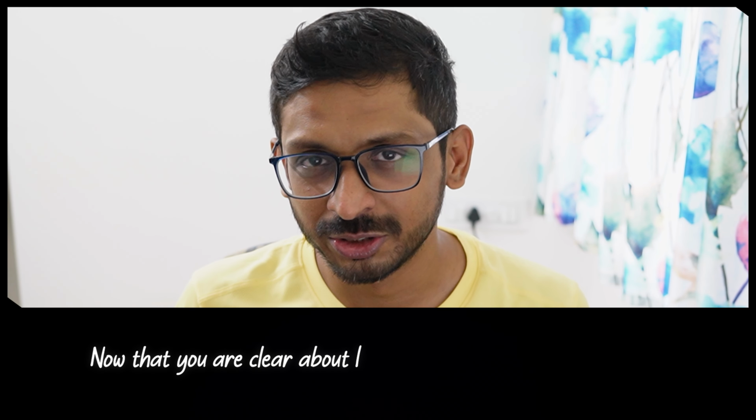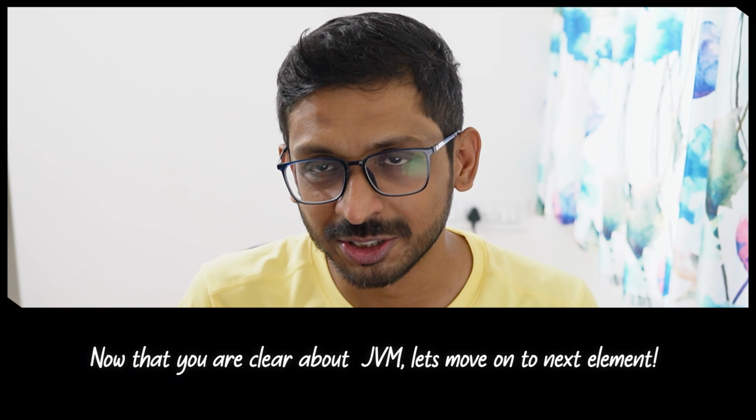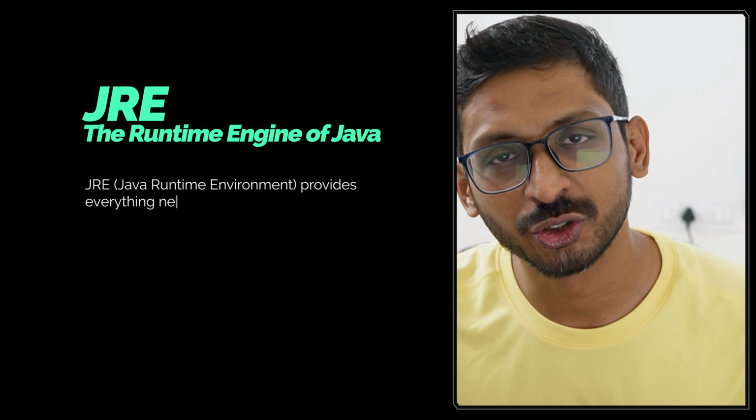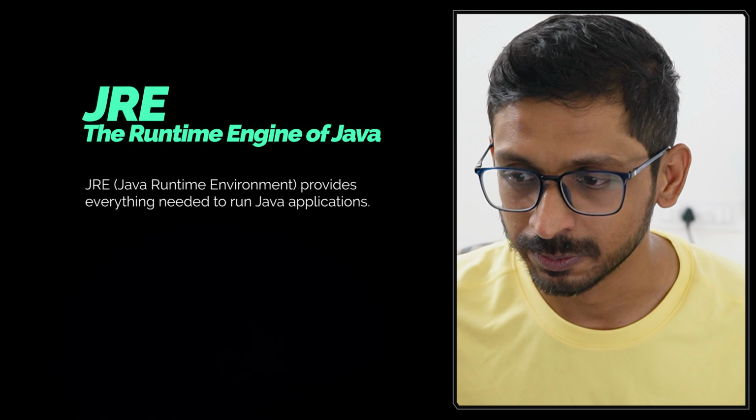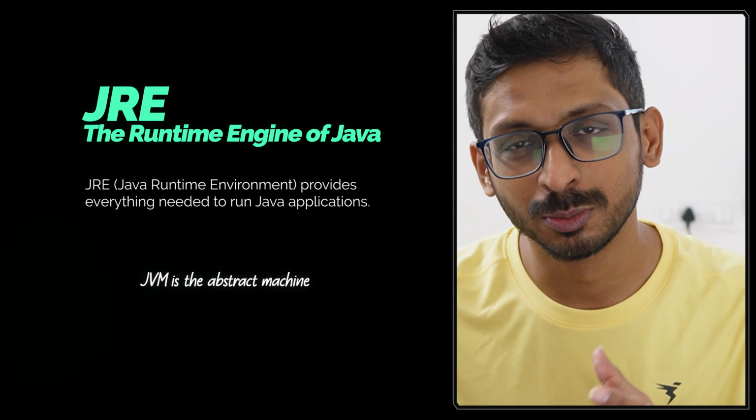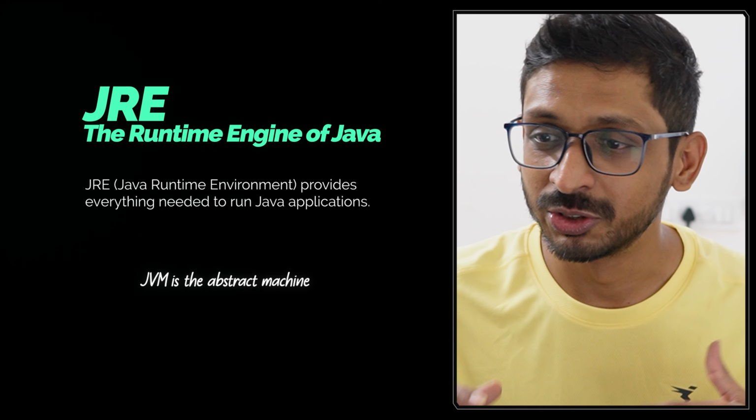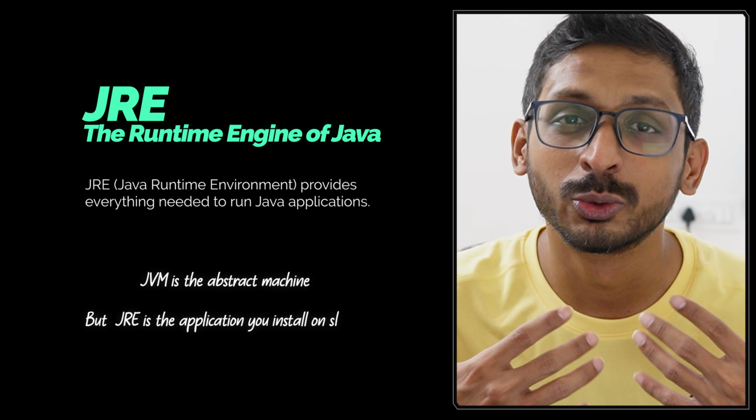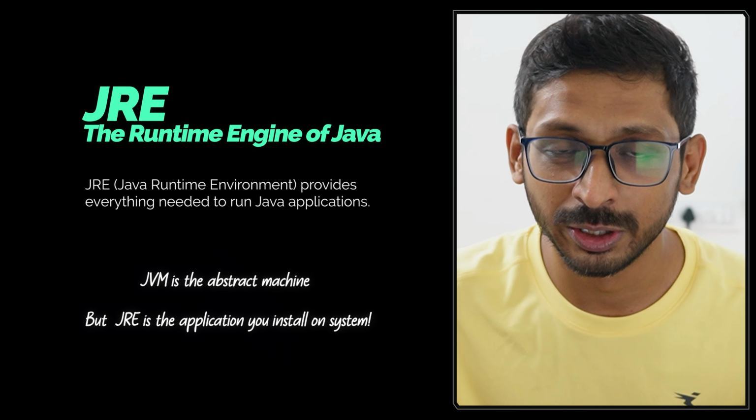And now that you understand the JVM, let's move on to the next step and talk about the Java Runtime Environment, that is the JRE. This is the engine that brings Java applications to life on any operating system. The JVM in itself is the abstract machine which is responsible for running Java code, but JRE is something which you are going to install on the operating system wherever you need it.